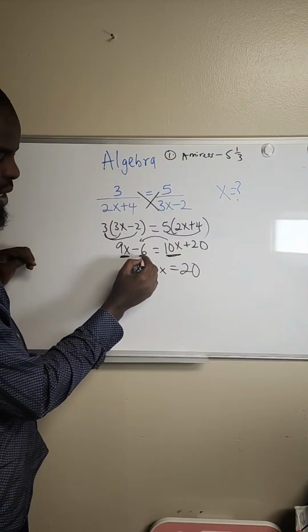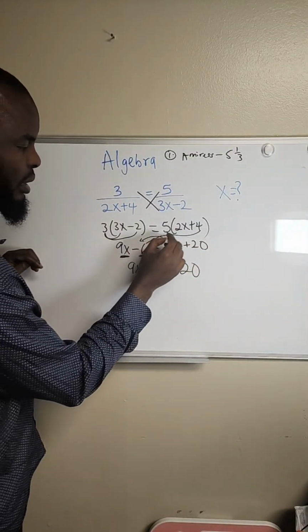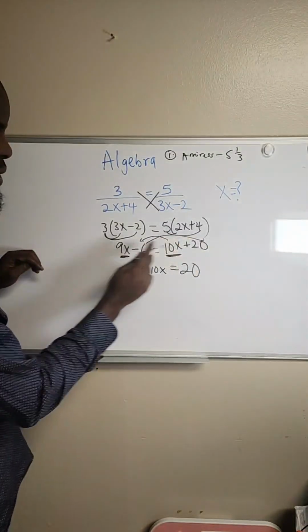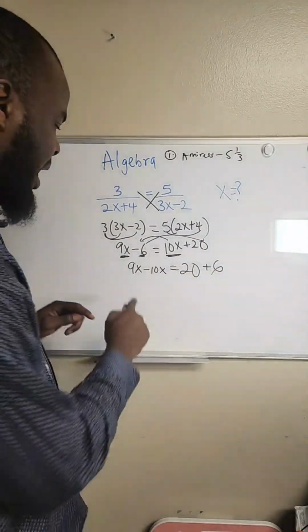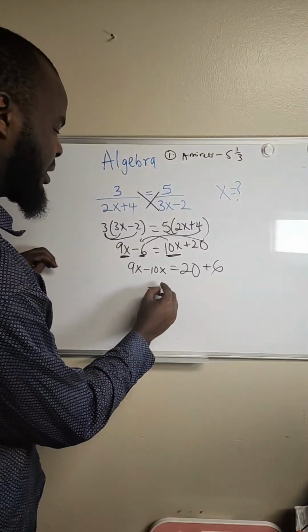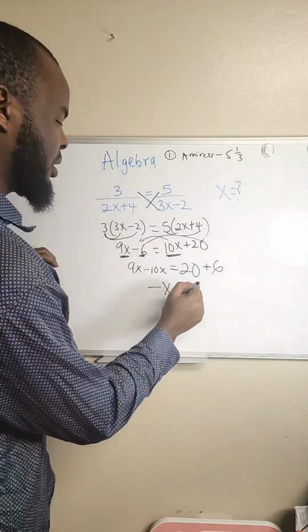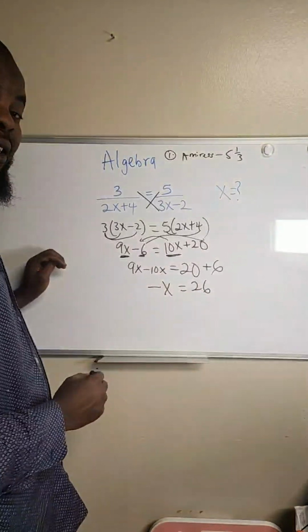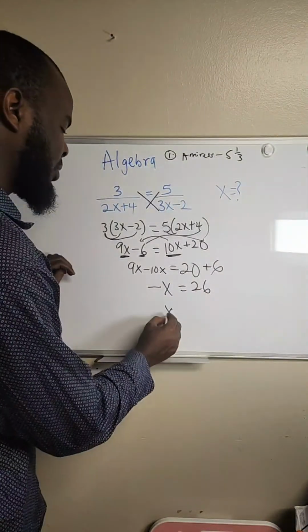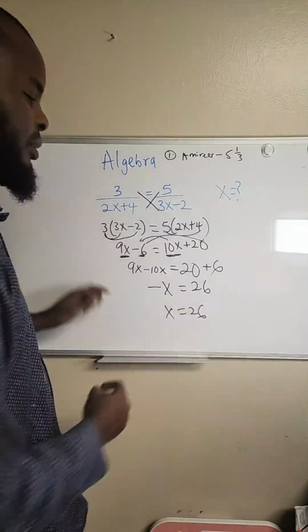Now we want to move negative 6 to this other side. It is going to be positive 6. So 9x minus 10x is going to be negative x, and 20 plus 6 is going to be 26. Is this the final answer? No. Your x should be 26.